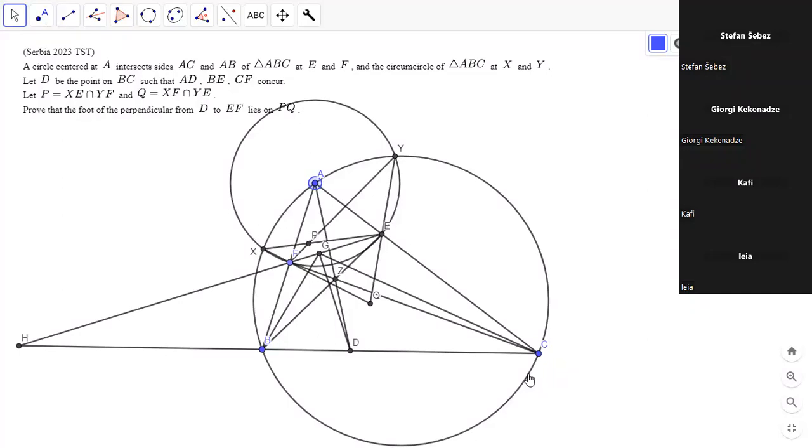So it's obvious because since those concur, HBDC is harmonic, so this has to be an angle bisector. And then that means these two triangles are similar, FGB and GEC. So that's going to give us some useful ratios. So then we have FG over GE is FB over EC.